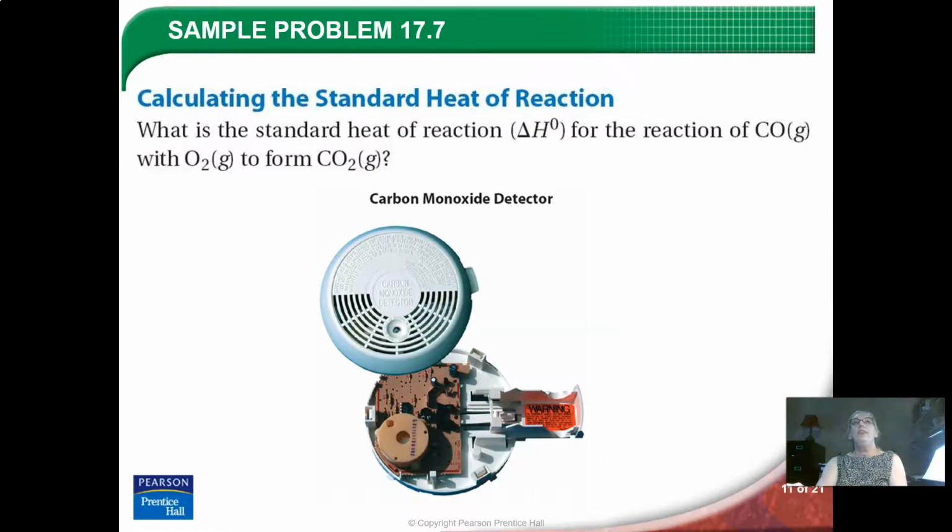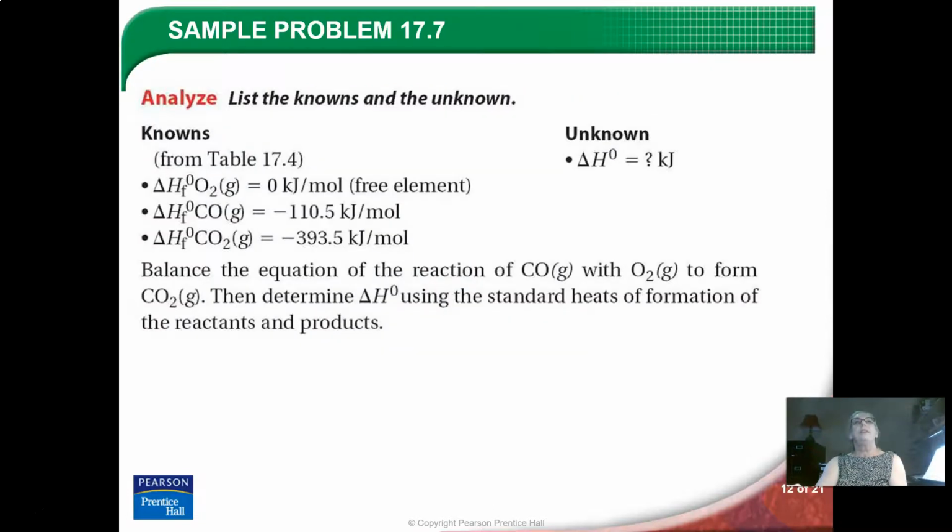So what if we wanted to find out how to make carbon dioxide? We would need to know about oxygen, carbon monoxide, and carbon dioxide to do this reaction. And we would have to balance this equation of CO plus O2 forming CO2. And we want to find out just 1 mole of this. So we need to make sure that we balance the equation.